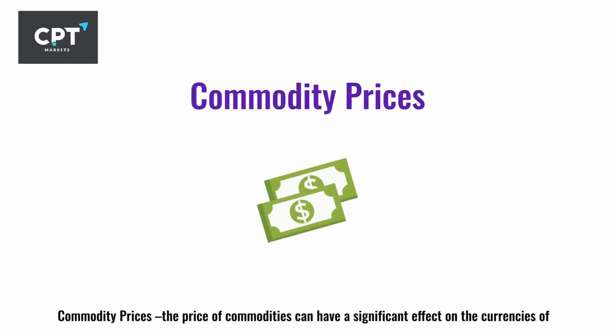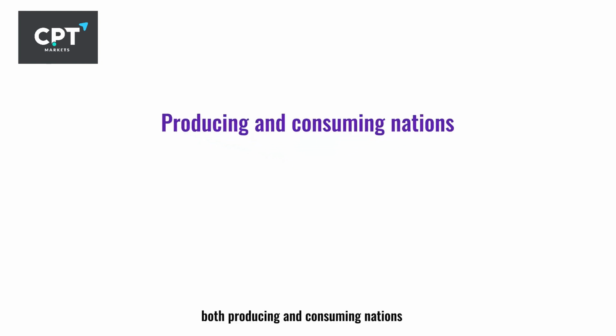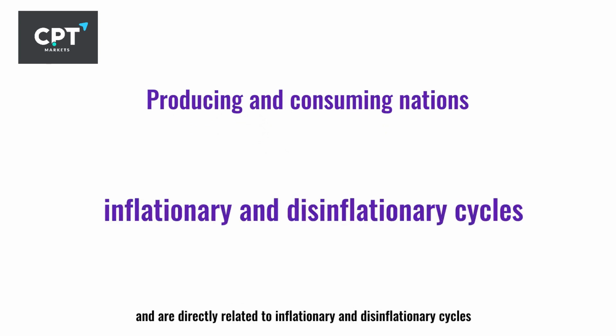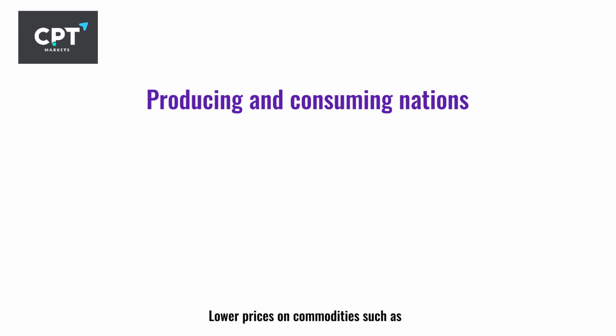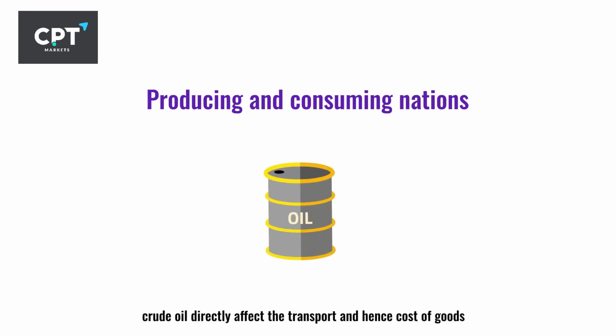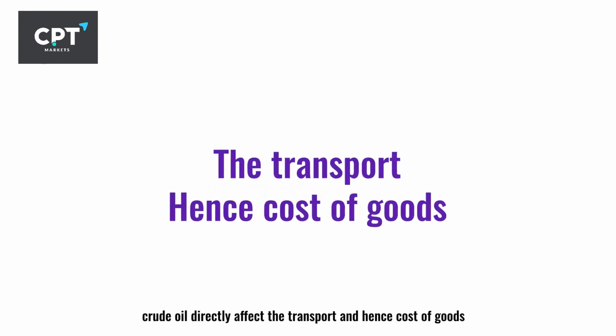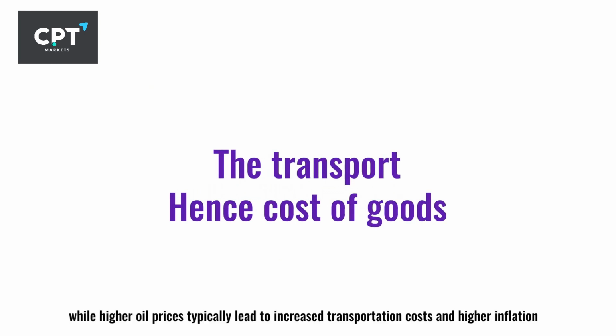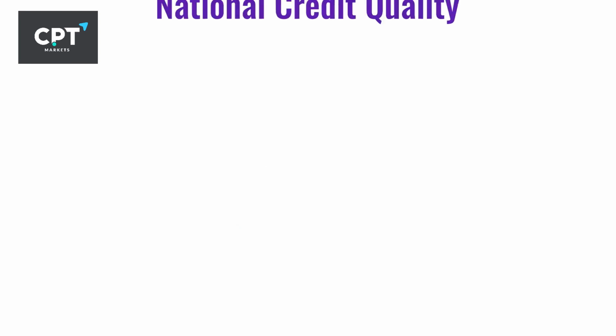Commodity prices. The price of commodities can have a significant effect on the currencies of both producing and consuming nations and are directly related to inflationary and disinflationary cycles. Lower prices on commodities such as crude oil directly affect transport and hence the cost of goods, thereby lowering inflation numbers, while higher oil prices typically lead to increased transportation costs and higher inflation.